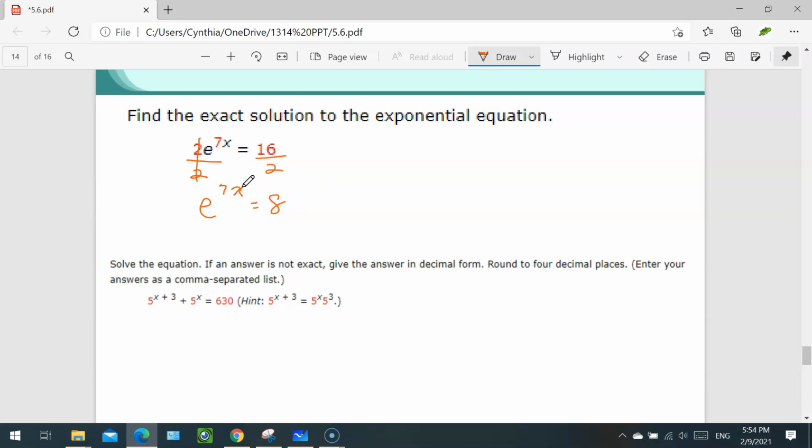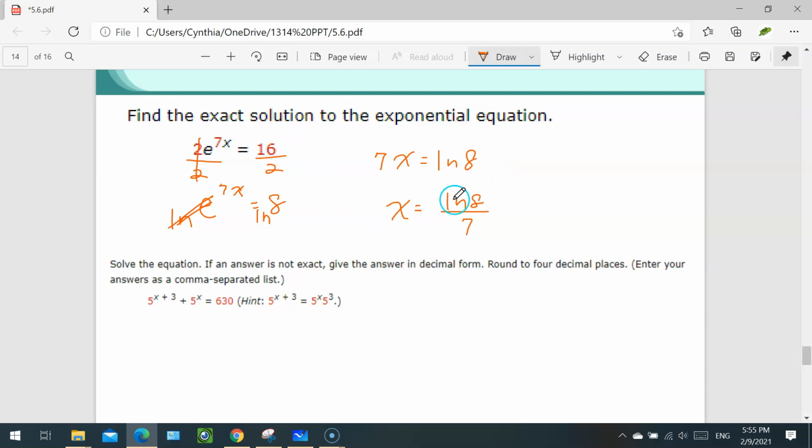X is on the top, the unknown degree power part. So we need to pull down the x by using the logarithm property. Since you have the base e, I'm going to raise up ln on both sides. And then ln and e will cancel out. So now your left hand side has 7x, and the right equals ln 8. ln 8 is a numerical value. So your x is equal to ln 8 over 7.